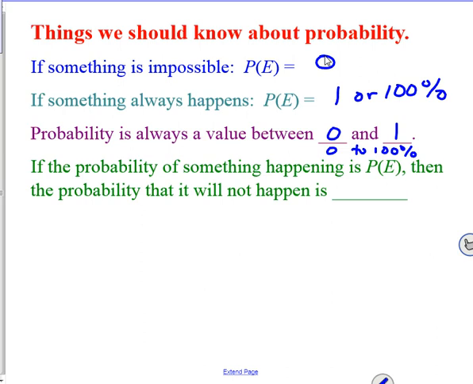And then if the probability of something happening is P of E, then the probability it doesn't happen is you take 100% and subtract the probability that it does happen. So the probability it won't happen is 1 minus the probability that it does happen, which is that backdoor problem that we had, right? We had 100% minus 6 over 300, and that gave us our total of 294 over 300.